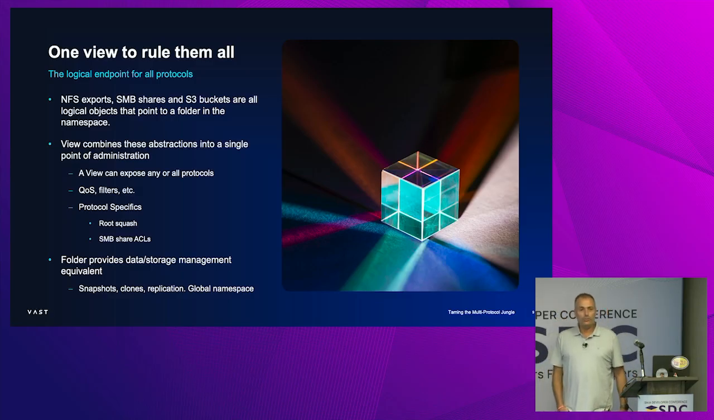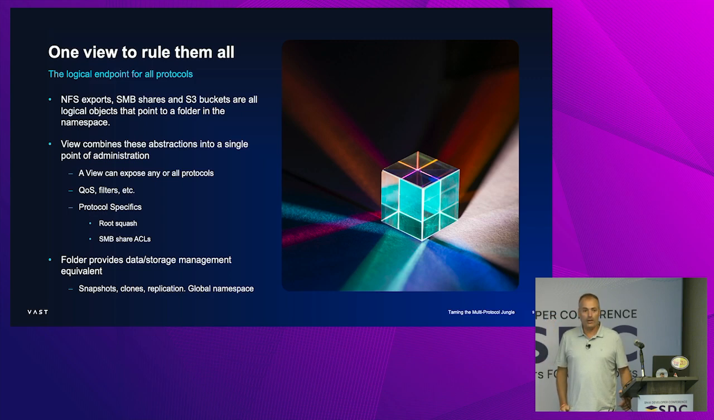And then you want to manage that data. So with NFS, you have an export, which is a logical object that points to a directory in the file system. SMB has SMB shares that serve more or less the same purpose. S3 buckets are different because a bucket is a standalone container. You don't have nested buckets. And from the S3 client perspective, there's nothing above the bucket, right?